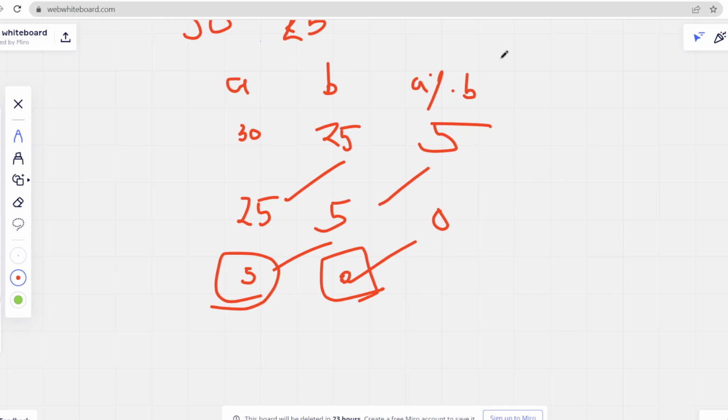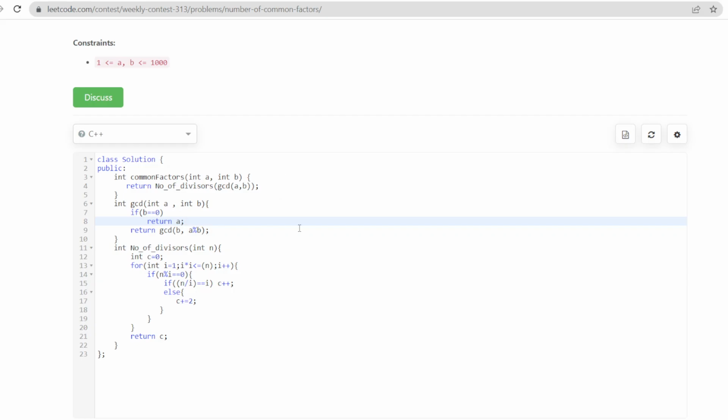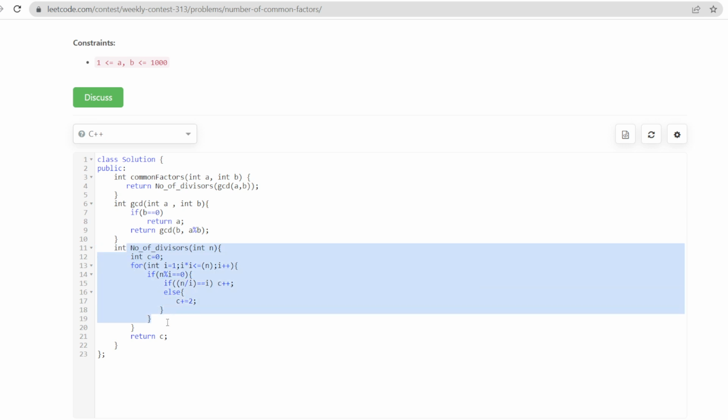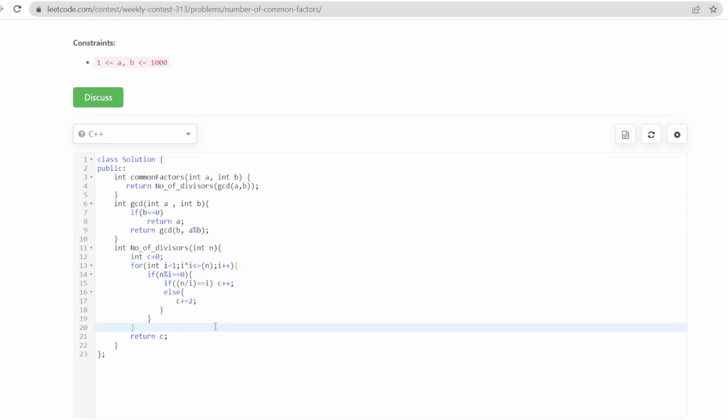So basically, the time that this algorithm takes is log of minimum of a and b. So this is how we'll calculate the GCD of the two numbers, right? And then we are calculating the number of divisors of this GCD. So what are the number of divisors?